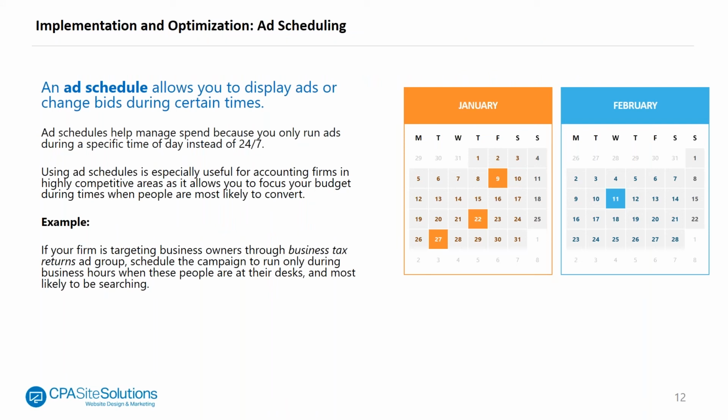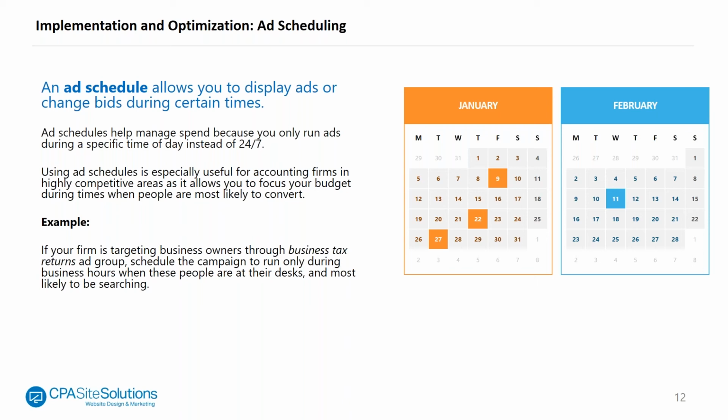Let's move on to another thing you can do when we talk about optimization: ad scheduling. We've found that it's very common for a lot of our clients to be a part-time bookkeeper or part-time tax accountant, and sometimes they'll have different day jobs. Or maybe you're not open on the weekends, or maybe you're just 9 to 5. These are all things you can consider.